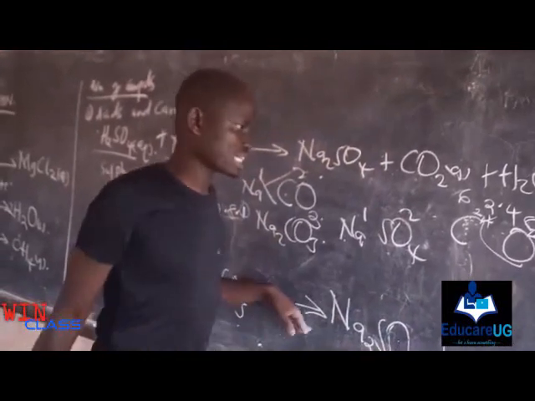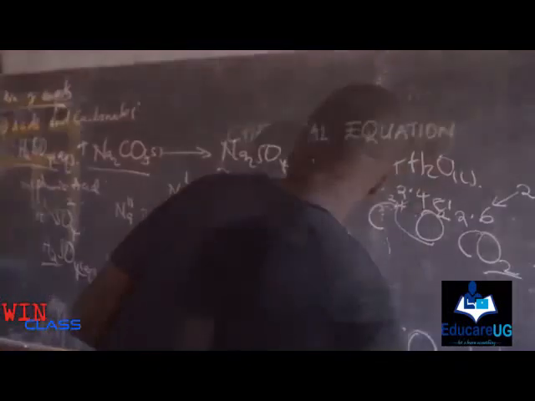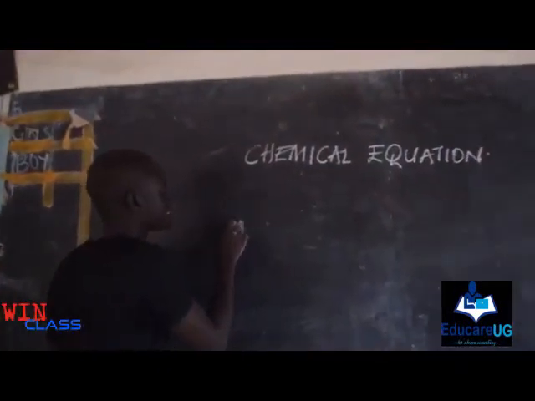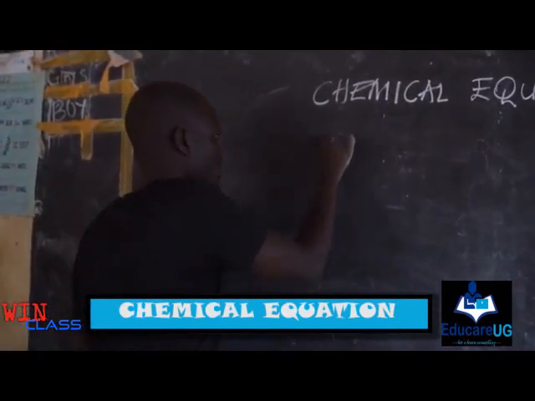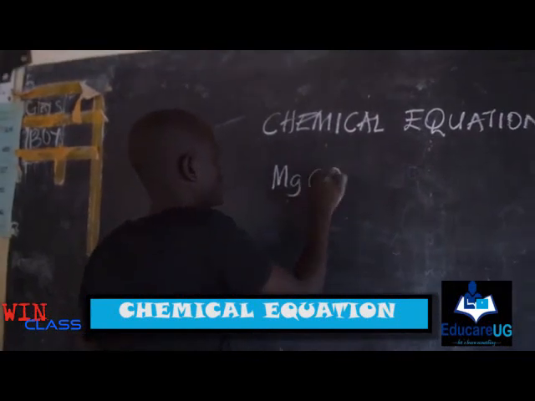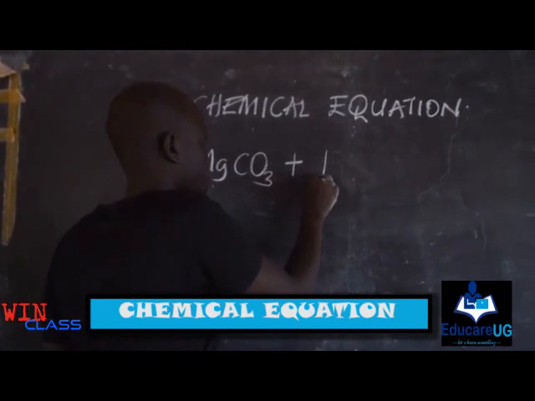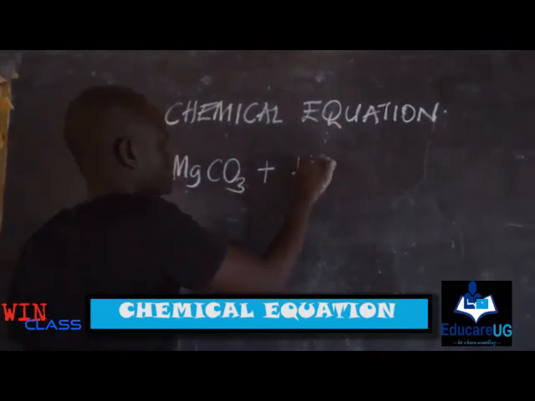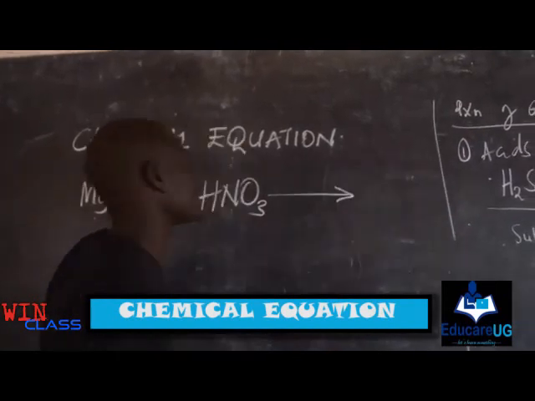So let us look at another example of how this can come along. We look at this example. We can say, for example, magnesium carbonate reacting with nitric acid to give us whatever it is giving.